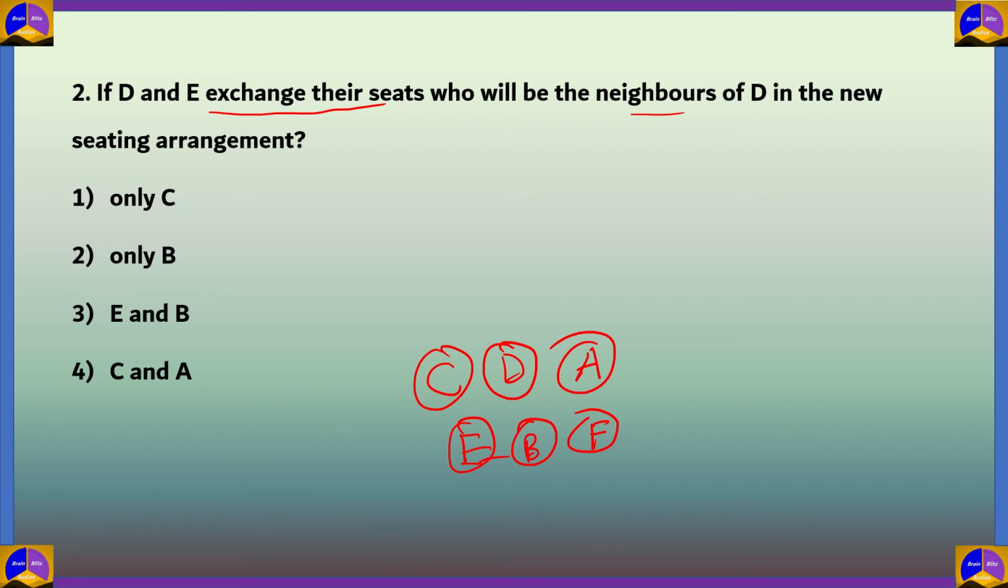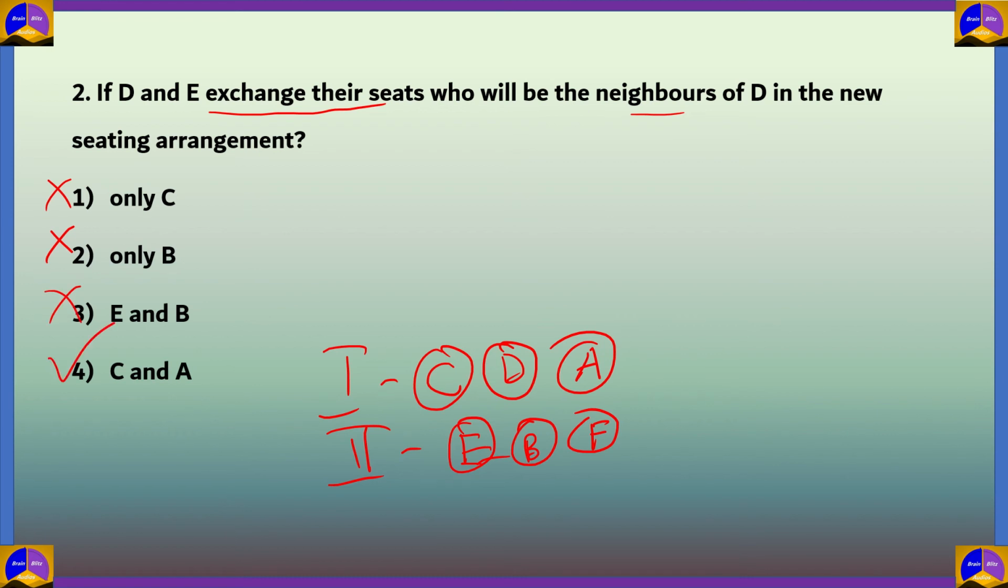If it was at the rightmost or the leftmost seat, then it would only have one neighbor. But since it has two neighbors, option 1 and 2 are incorrect. It's saying only C and only B. That is incorrect. Option 3 says E and B. Now this is first row, this is second row. Now E and B are in the second row, while in the new seating arrangement, D is in the first row. So third option is also incorrect.